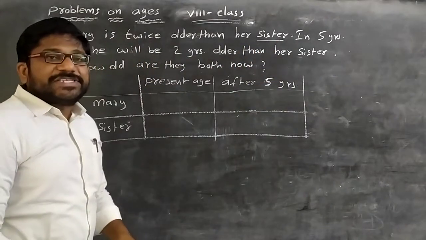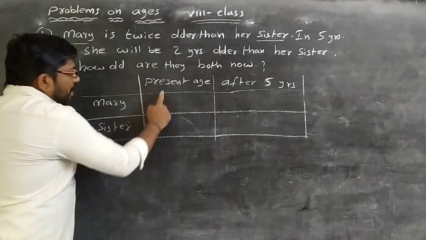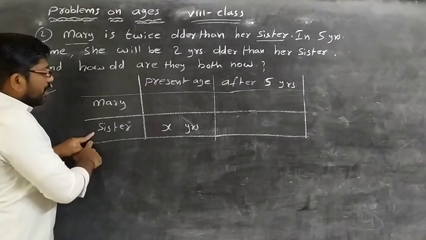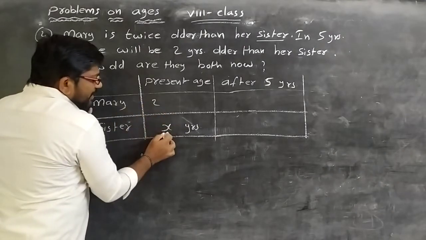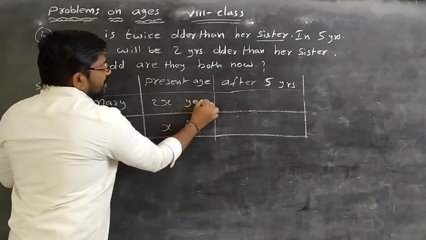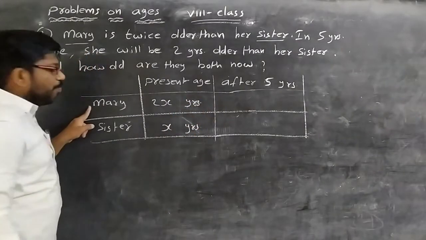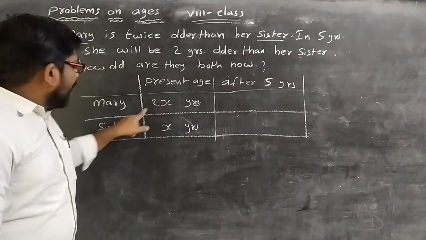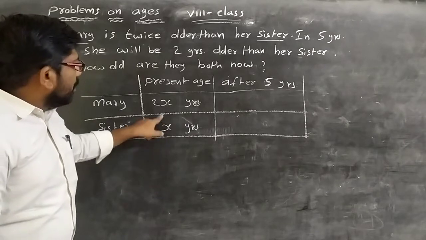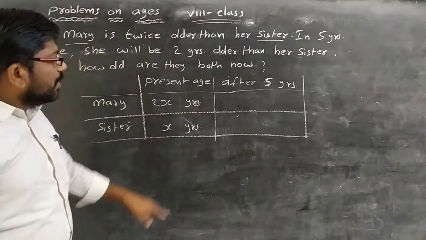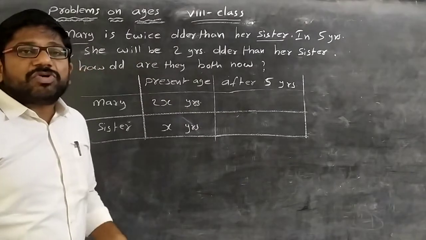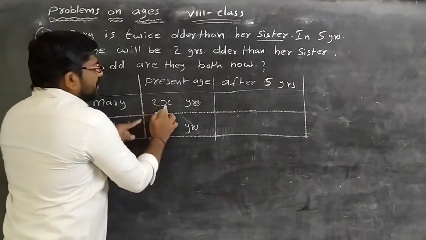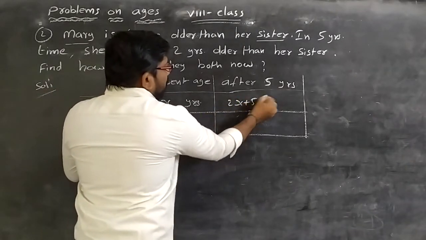Mary is twice as old as her sister. We don't know her sister's age. Let the present age of her sister be x years. Then Mary's age is twice that, 2x years. So Mary's present age is twice her sister's age. After 5 years, after means we have to add 5 to the present age, so Mary's age is 2x plus 5.